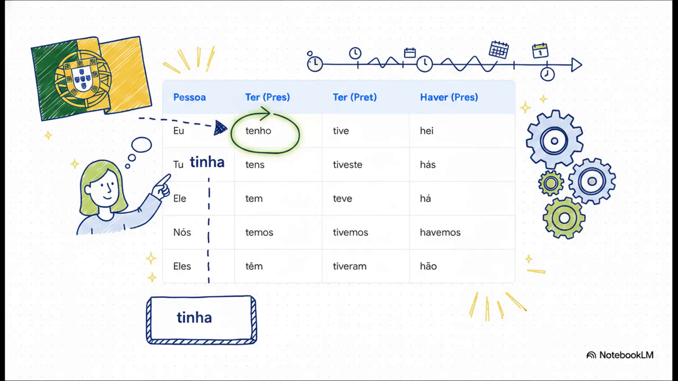Don't let conjugation tables overwhelm you. Just look for the patterns here. On one side, we have ter, and on the other, haver. You just conjugate these little helpers depending on who is doing the action and when, while your main verb stays exactly the same. Notice how ter shifts from tenho in the present to tinha in the past? That one single shift changes the entire timeline of your sentence.